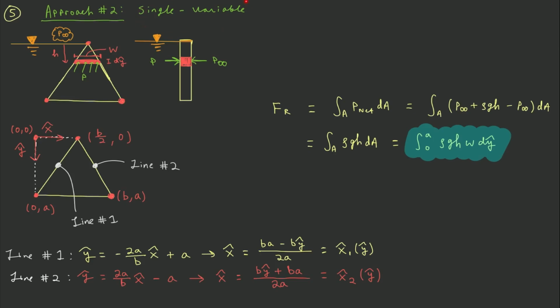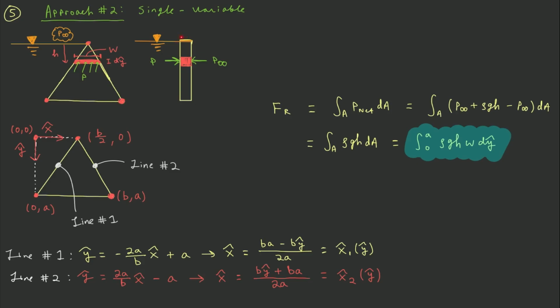So now we have the single variable approach. In this case, we have a one-dimensional differential element, so to speak. And what I mean by that is a one-dimensional differential element just has one differential dimension. A two-dimensional differential element has two differential dimensions. A three-dimensional differential element has three differential dimensions. So this is a one-dimensional differential element, so we only have one differential dimension, dy hat. And then we have a finite dimension, w here.